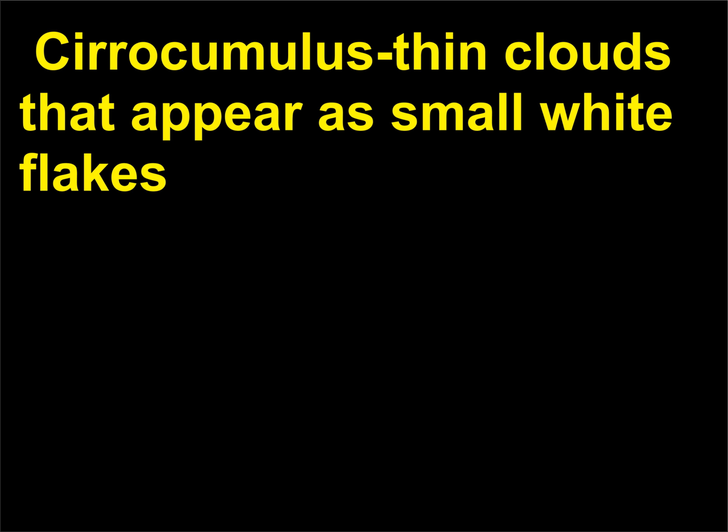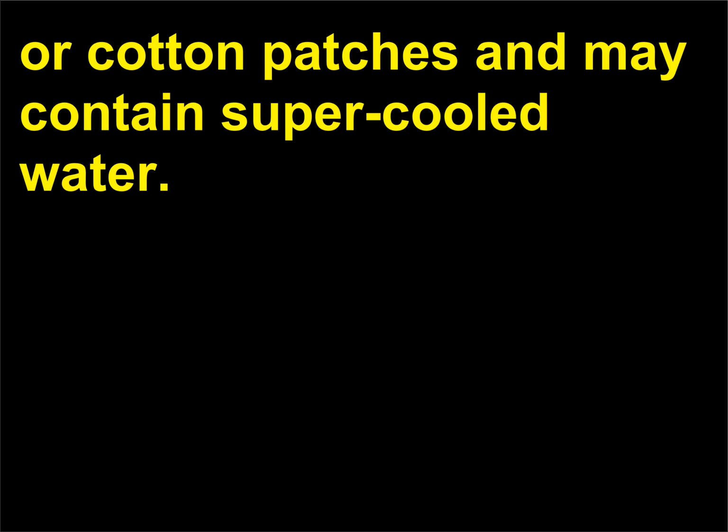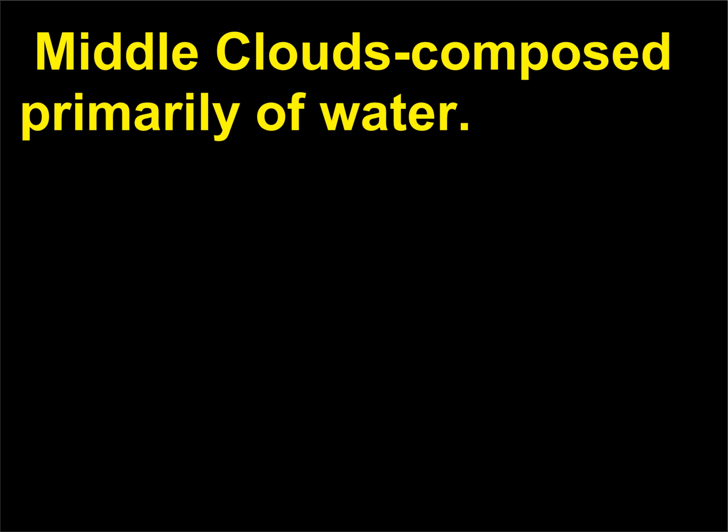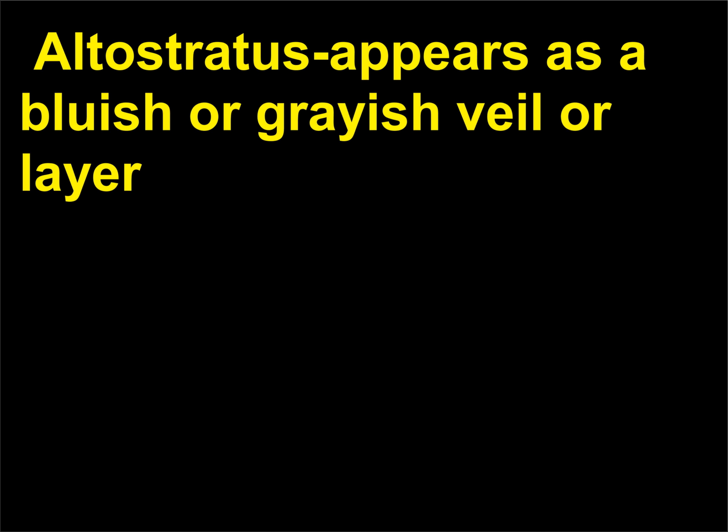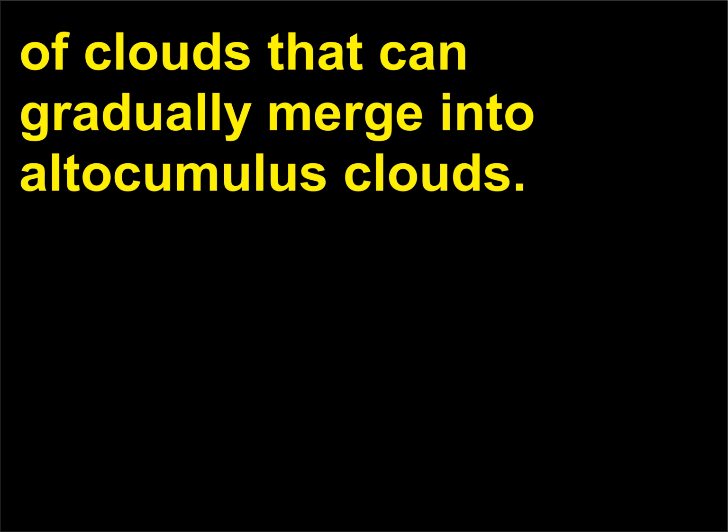Cirrocumulus are thin clouds that appear as small white flakes or cotton patches and may contain supercooled water. Middle clouds are composed primarily of water. The height of the cloud bases range from 6,500 to 20,000 feet, 2,000 to 6,096 meters. Altostratus appears as a bluish or grayish veil or layer of clouds that can gradually merge into altocumulus clouds.